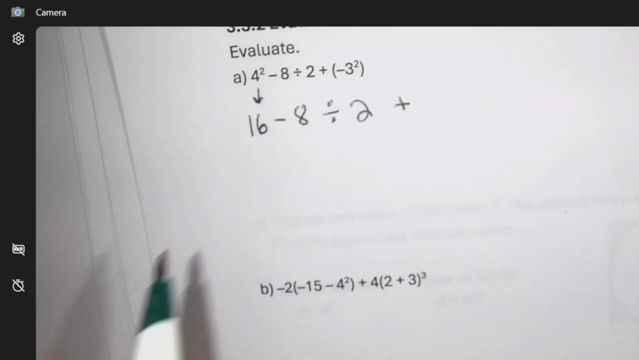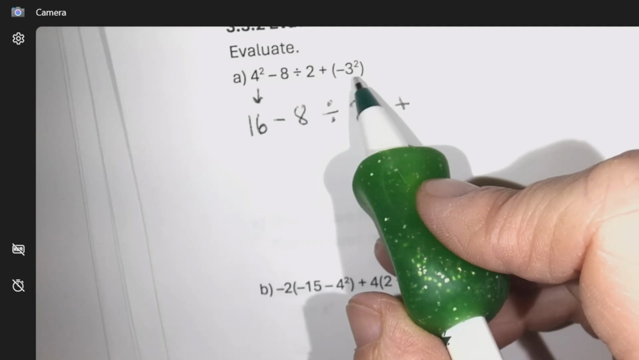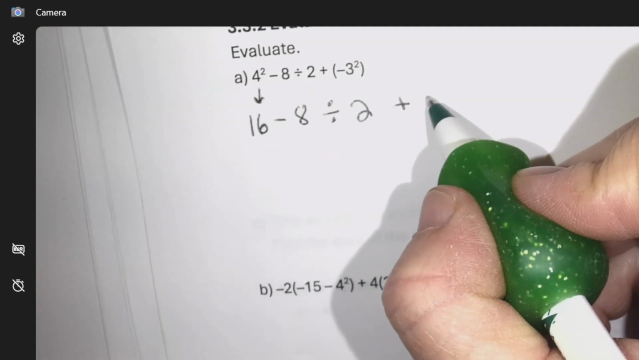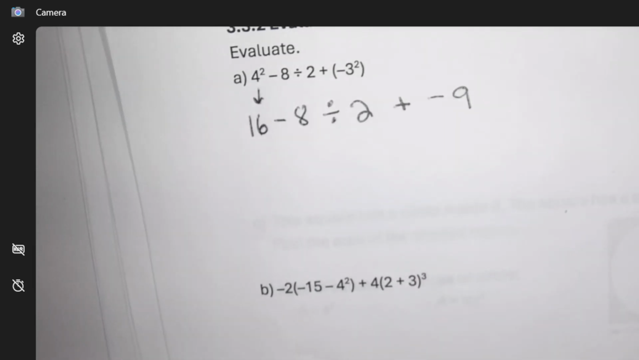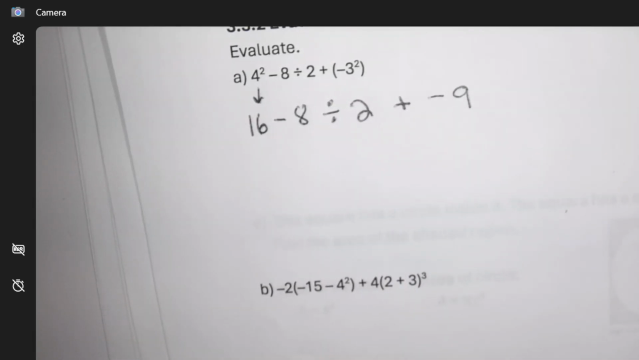I'm just going to copy down, and what's this last part going to be? No, it's going to be negative 9. That bracket thing is throwing you off. Okay, but that negative is not included in that. It's the after negative. So there's always the negative that's included and the after negative. And this is the after negative.